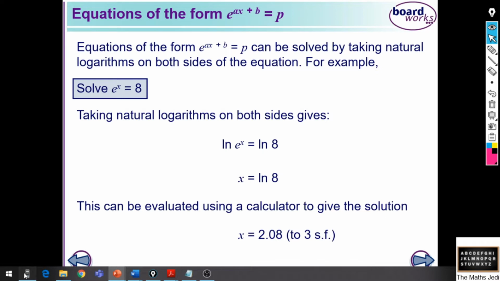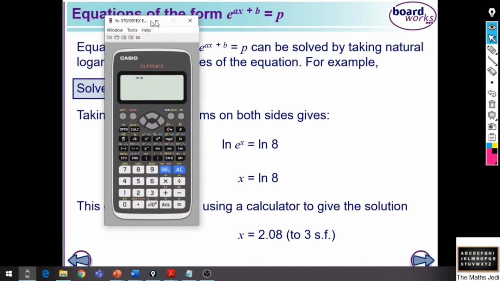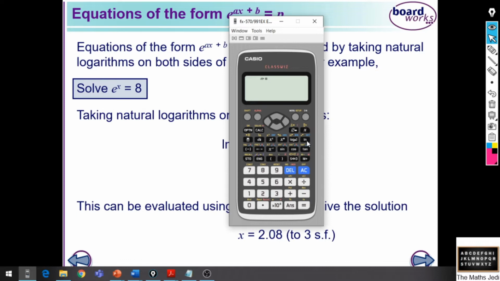On the calculator, just make sure you've taken account of where the natural logarithm button is. The natural logarithm button is over here, and you see above that button you have e raised to the power also. Just make sure you've taken that into account.